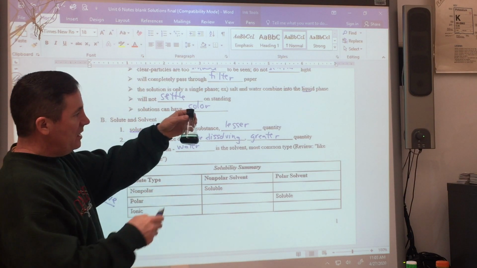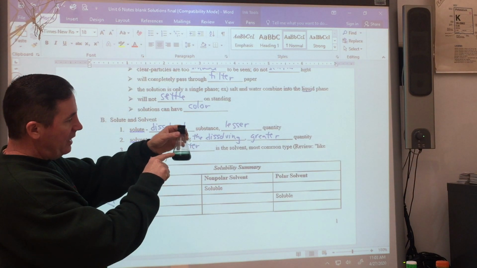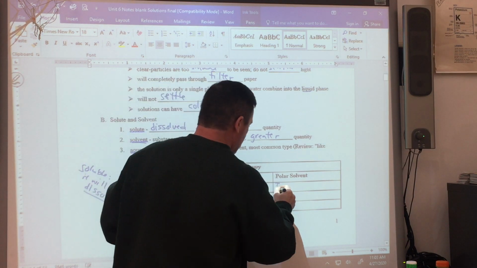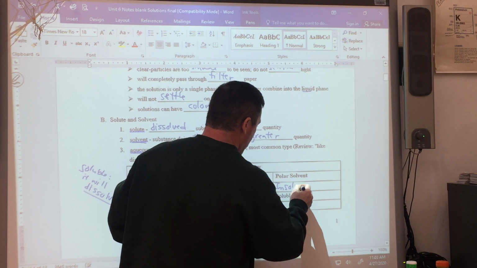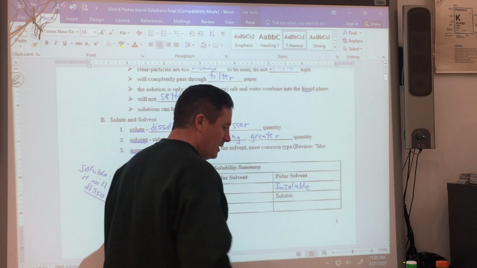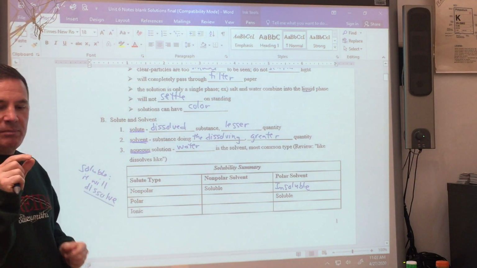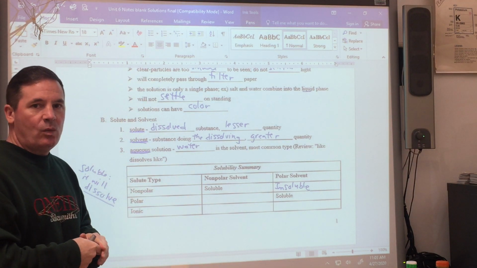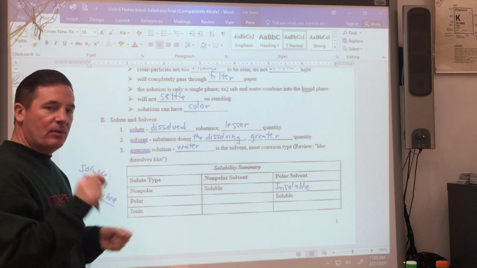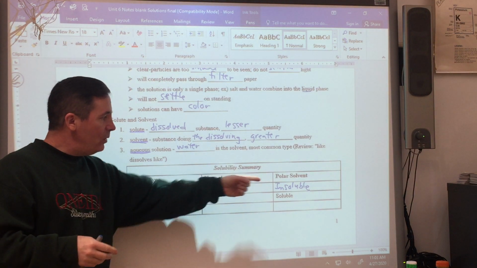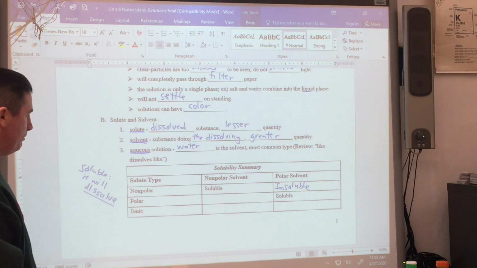But as you can see here, I've got a nonpolar thing on top and water is polar. It's going to be insoluble. That's kind of like taking grease or a little pat of butter and trying to dissolve it in water. The butter is nonpolar, so is oil. And since water is polar, it won't dissolve into it.